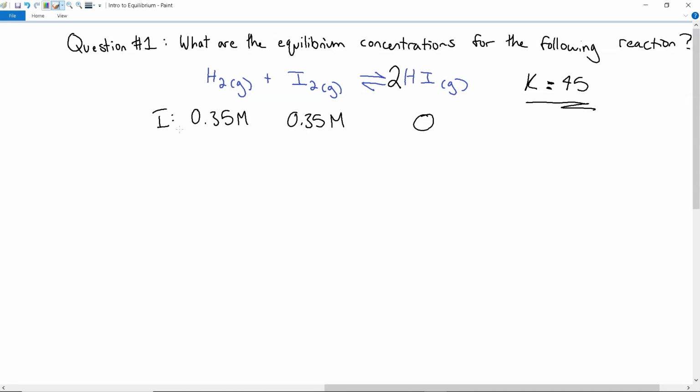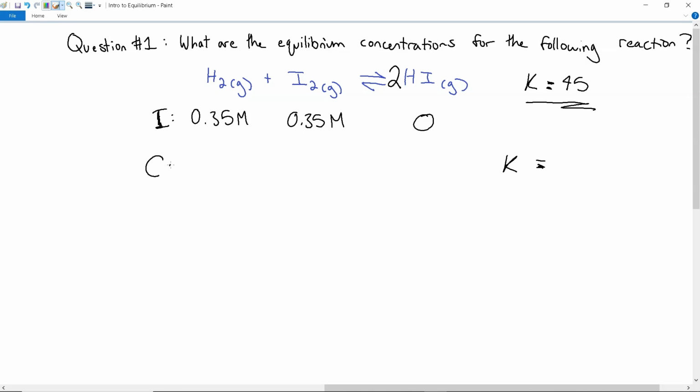But all I have here are the initial concentrations, that's I, of our reactants. I don't have equilibrium concentrations, so I can't set up my K equation just yet. I need a way to represent my equilibrium. So this is our initial values. We have 0.35 molar of hydrogen and iodine and 0 of our product.